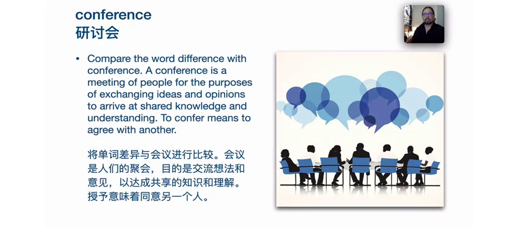A conference, compare the word difference with conference. A conference is the meeting of people for the purposes of exchanging ideas and opinions to arrive at shared knowledge and understanding. To confer means to agree with another.